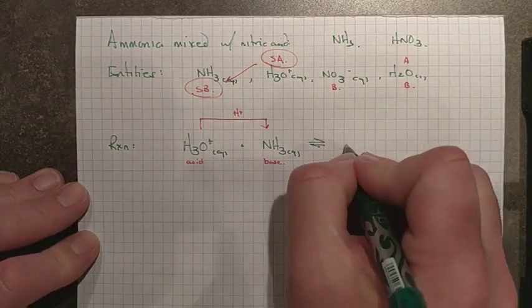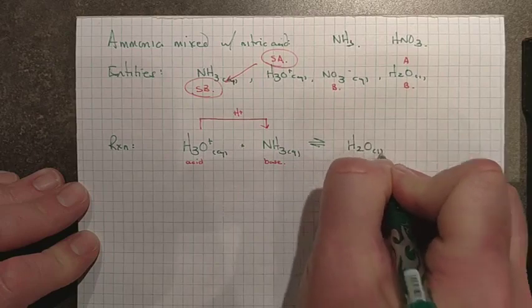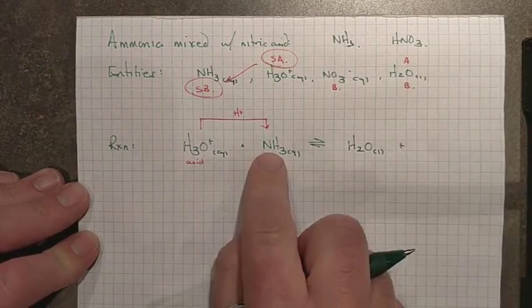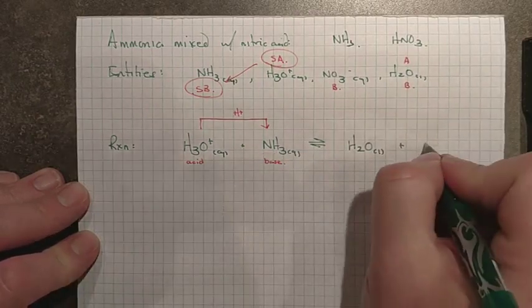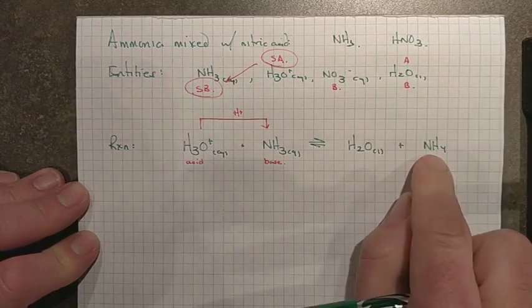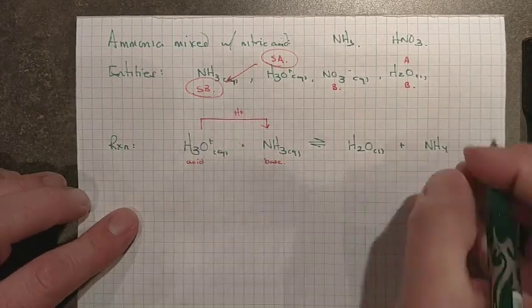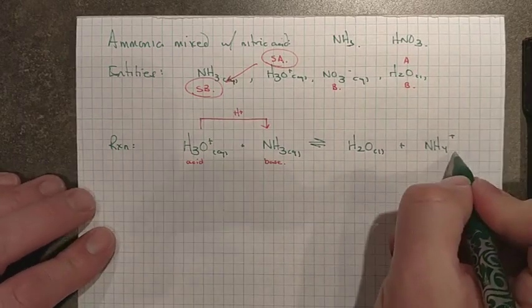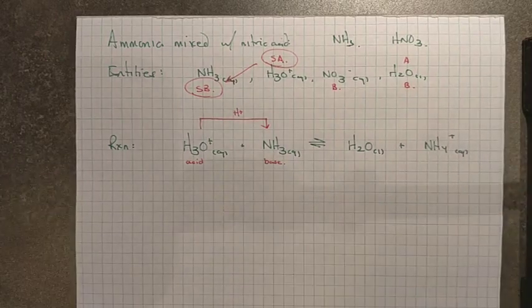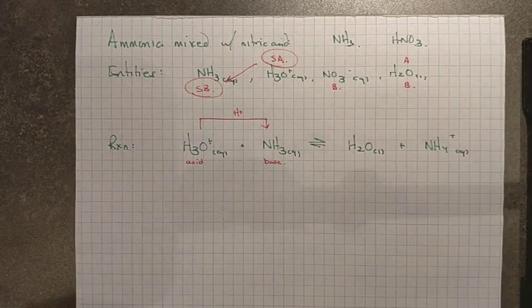Hydronium gives up a hydrogen. All that would remain would be liquid water. And if ammonia gains a hydrogen, it would have 4 hydrogens rather than 3, and it would contain a surplus positive charge. Okay, and so there is our products predicted by the Bronsted-Lowry acid-base reaction.